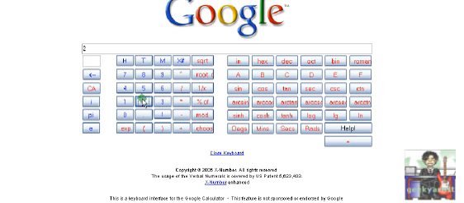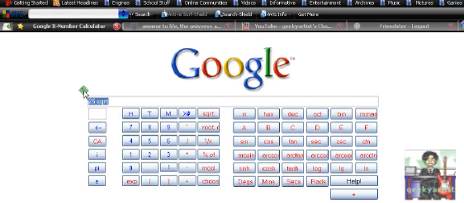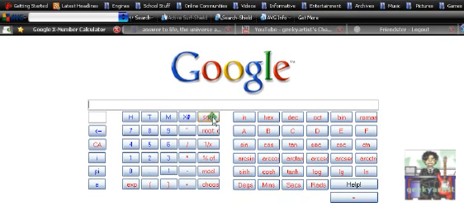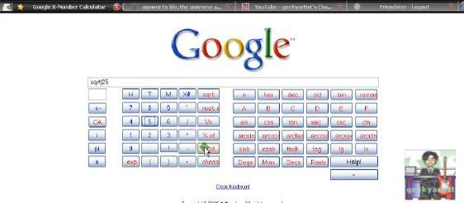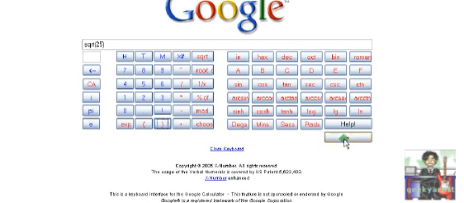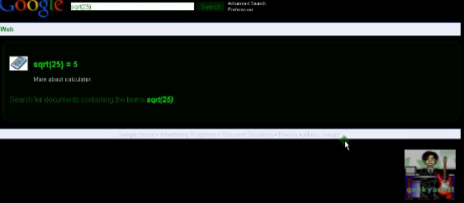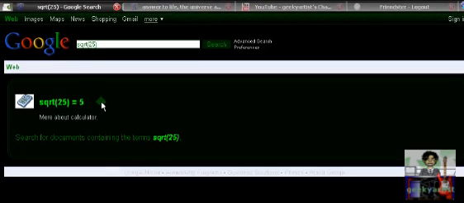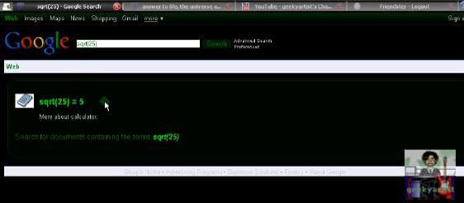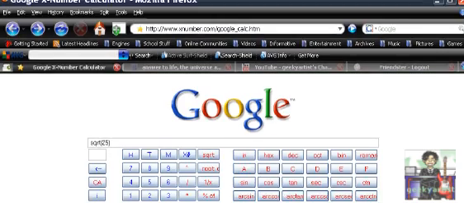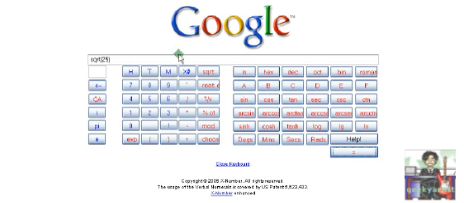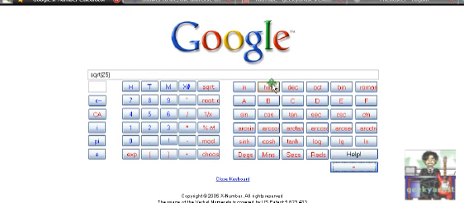So if I want to get, let's say, square root of 25, there we go. And then hit enter. And there we go. It's basically 5. So if you don't like typing too much, then this is the site for you if you want to do some calculations with Google. So there you go. I do hope you learned from that.